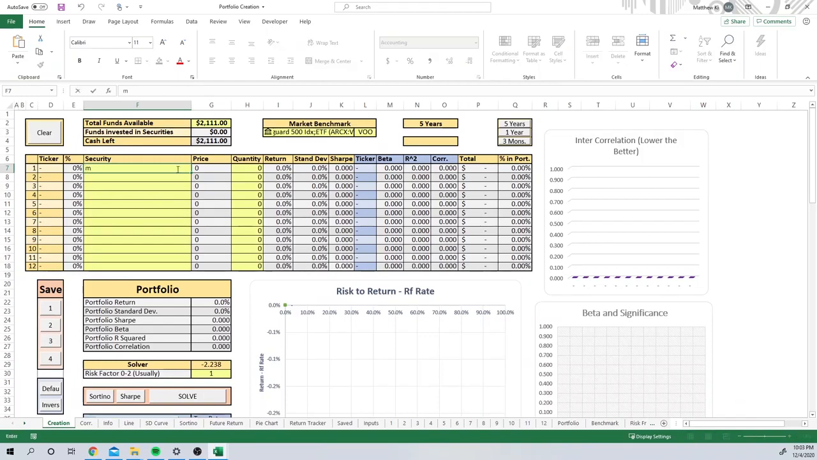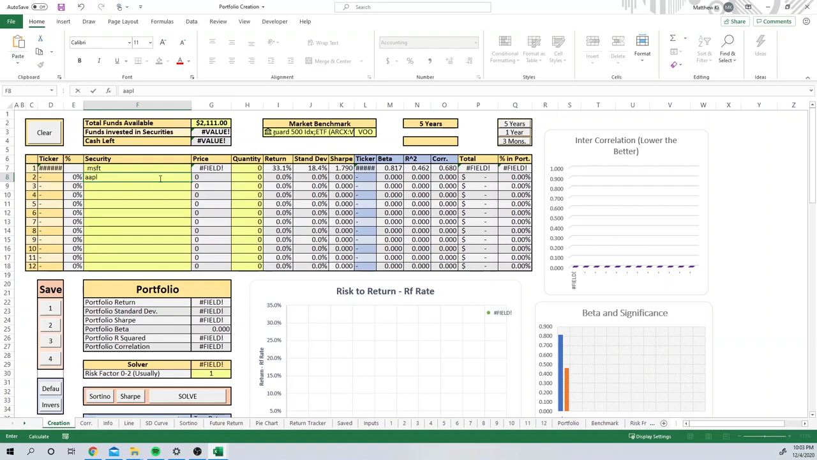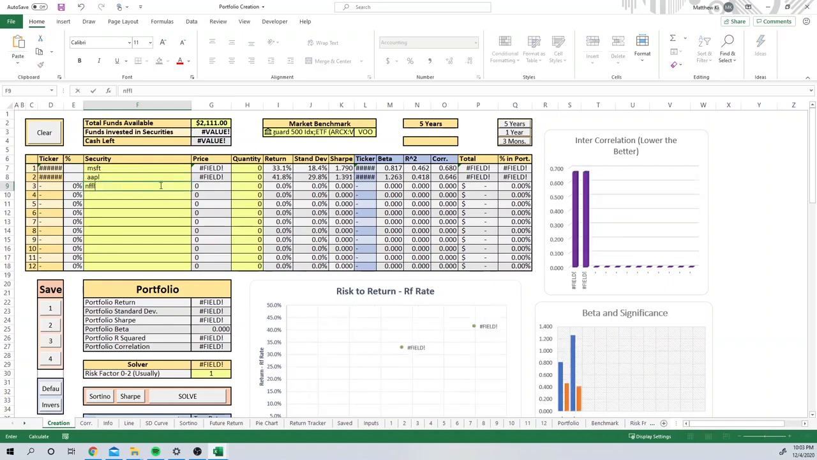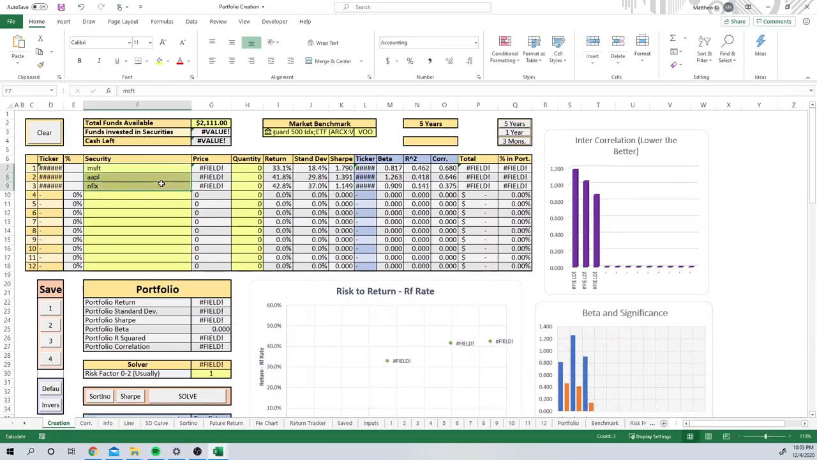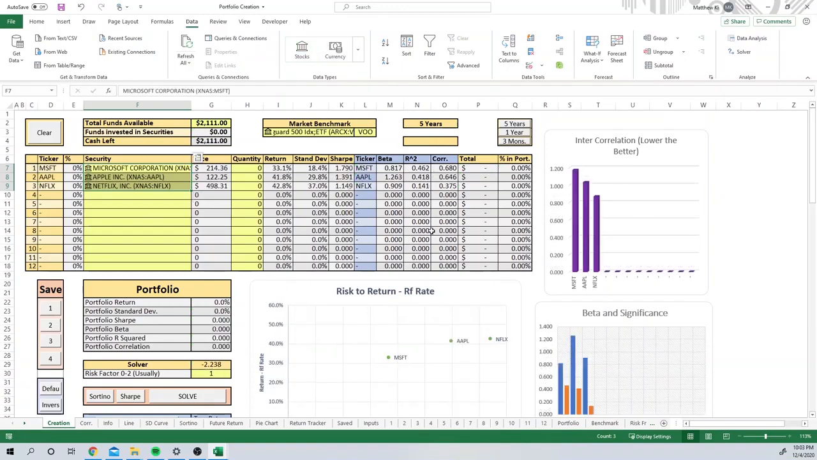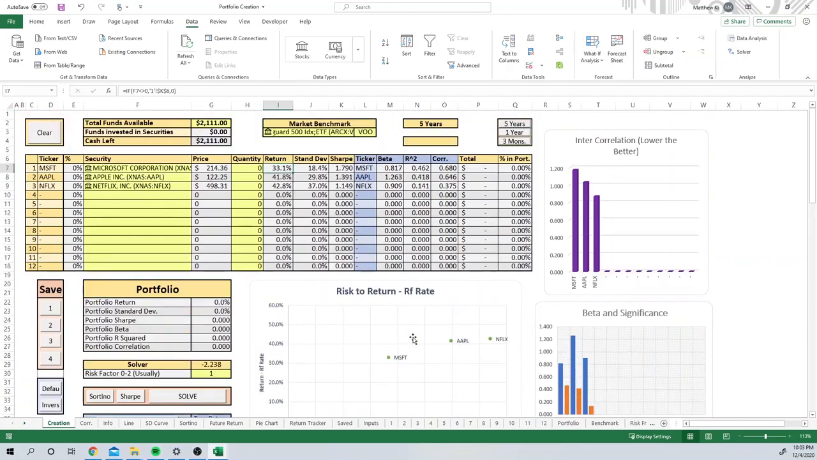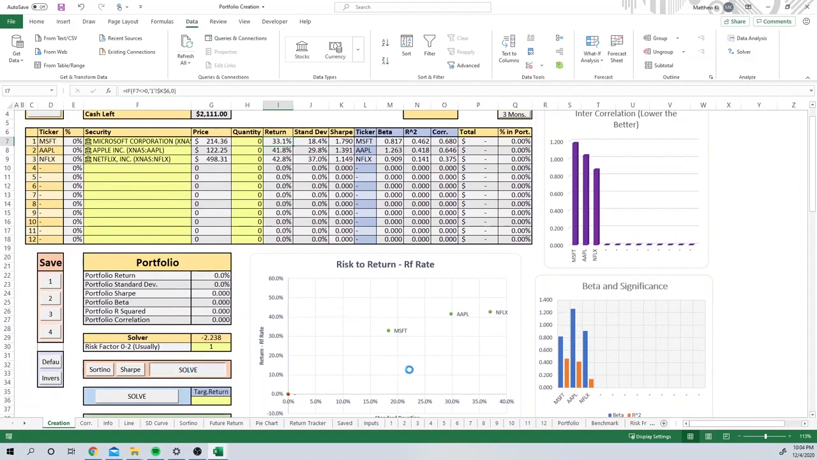So we can go to my Microsoft, Apple, Netflix. You can go up to 12. And bam. You have to hit data, stocks. And there we go. And we can compare them on a trend line too. So Netflix has more standard deviation than Apple, but Microsoft has less of both. But it has a higher Sharpe, so it can solve for Sharpe for the best.